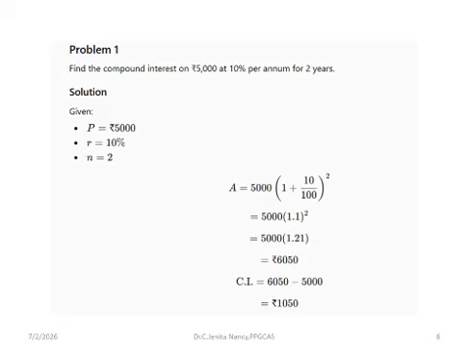We know the formula for amount, that is A = P × (1 + R/100)^n, which is equal to 5,000 × (1 + 10/100)^2, which gives the answer rupees 6,050. Since the question is asked for the compound interest, we have to use the formula compound interest is equal to amount minus principal, that is equal to 6,050 minus 5,000, that is equal to rupees 1,050. Therefore, the answer for this particular problem is compound interest is equal to rupees 1,050.